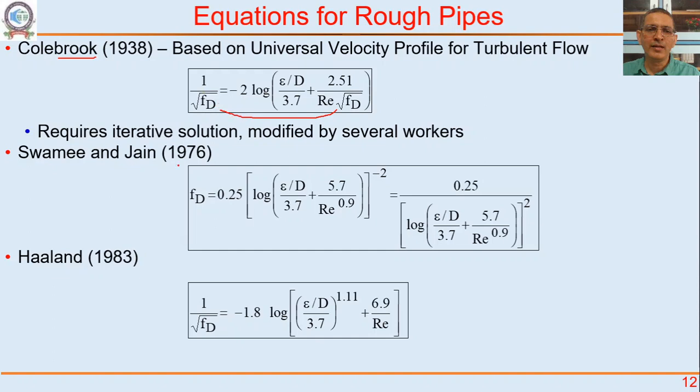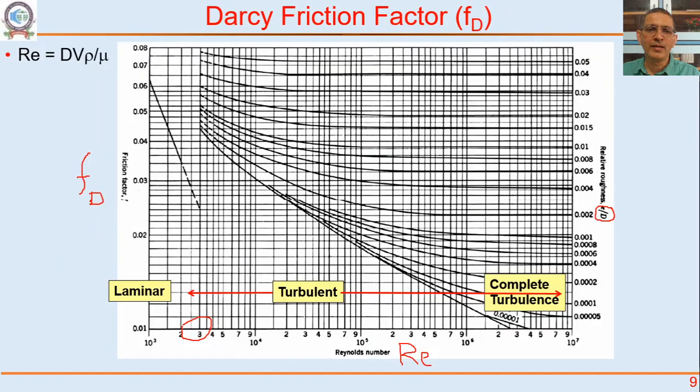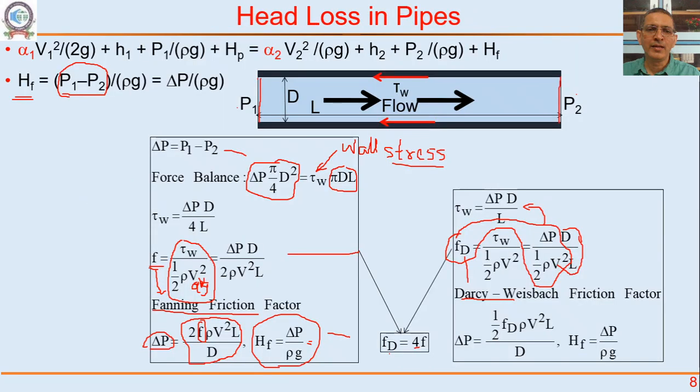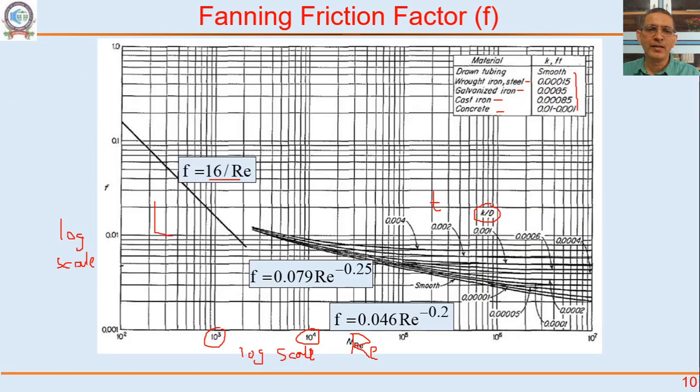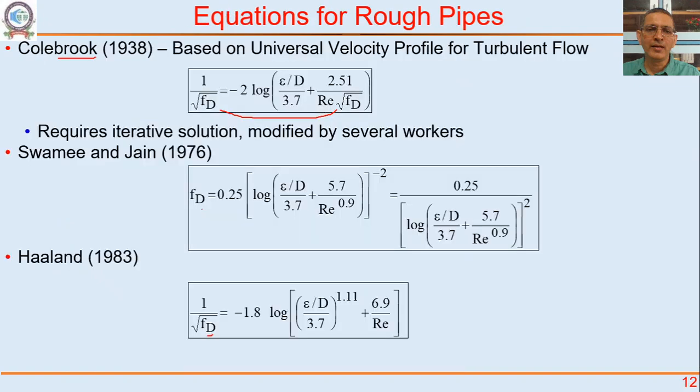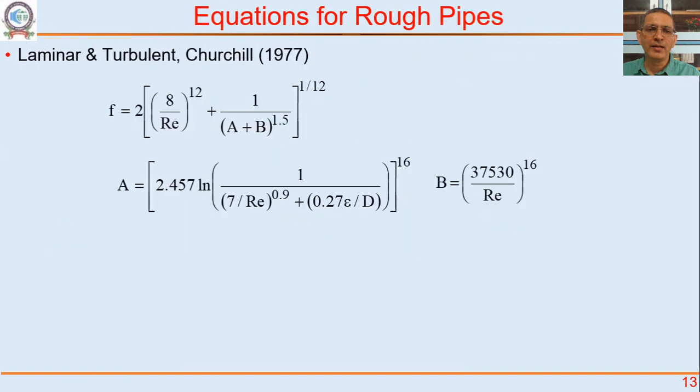Swamee and Jain 1976 gave another correlation for FD. Haaland 1983 gave another correlation. So these equations are a sort of concise form of these charts. So I don't have to carry these charts with me for calculating the power required. I just have to use one of these equations. There's another equation, Churchill 1977 gave in terms of Fanning friction factor in terms of two constants A and B. They are defined here.